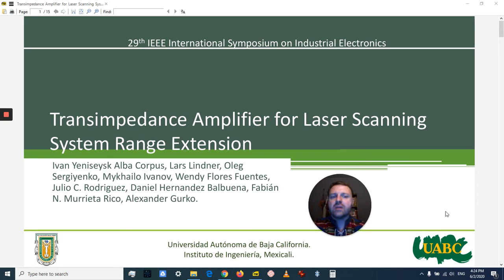Our research team and I are researching optoelectronics and automated measurement. Since my PhD work, I have been working with a novel laser scanning system, which I developed, and I want to talk about this a little bit later. Today I want to present a new approach we are using right now to amplify the received laser signal using a transimpedance amplifier. The reason for this is to extend the scanning range.